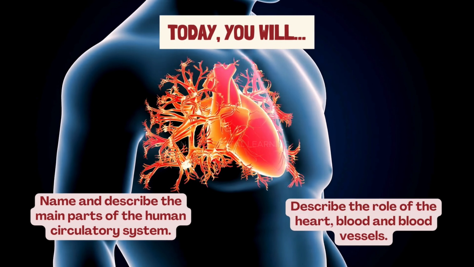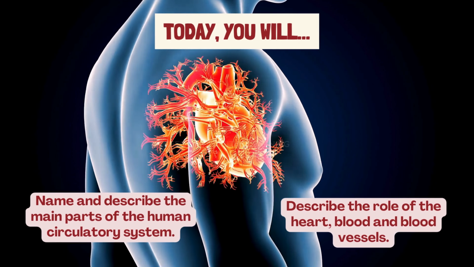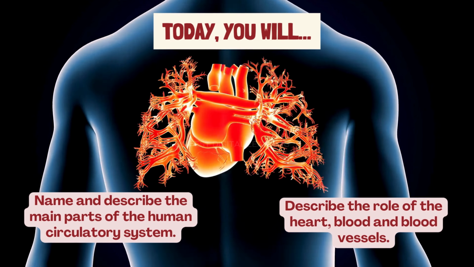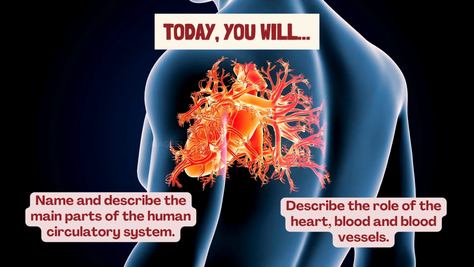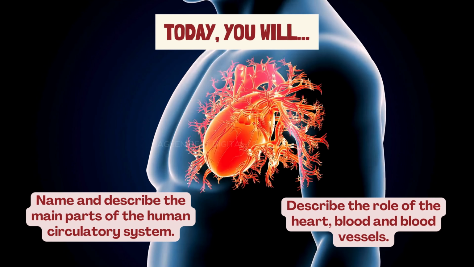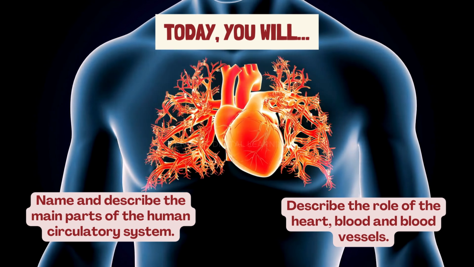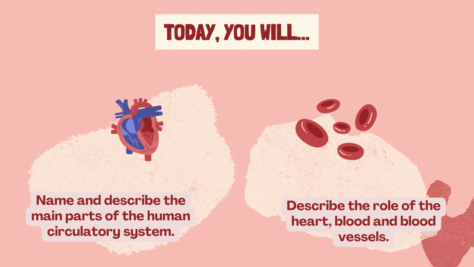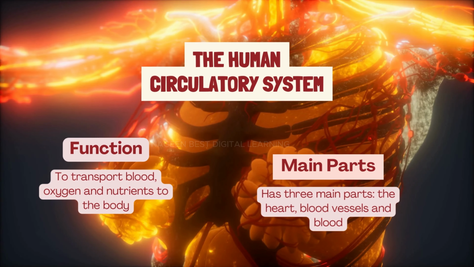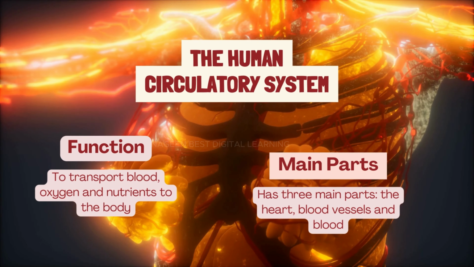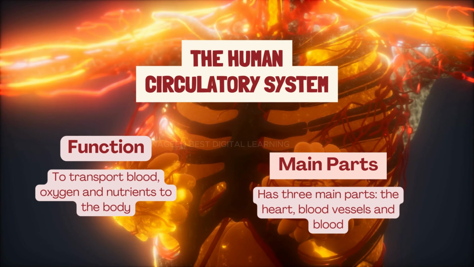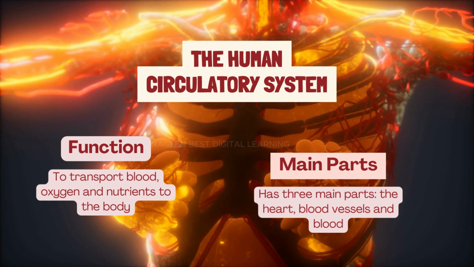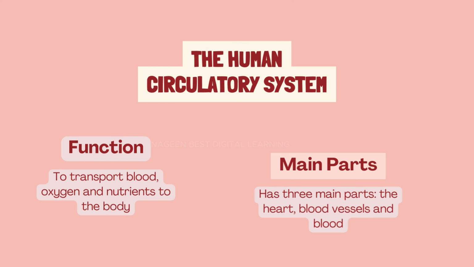Today, you will name and describe the main parts of the human circulatory system. Describe the role of the heart, blood and blood vessels. The circulatory system functions to transport blood, oxygen and nutrients to the body. It has 3 main parts: the heart, blood vessels and blood.